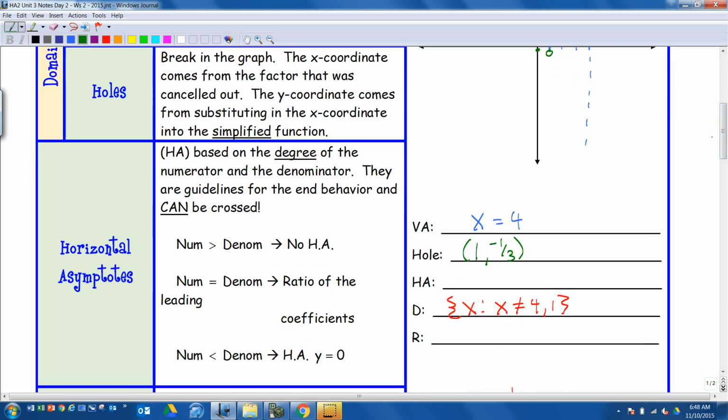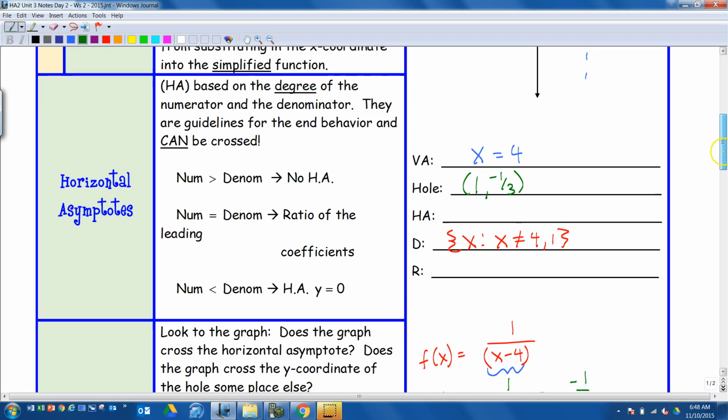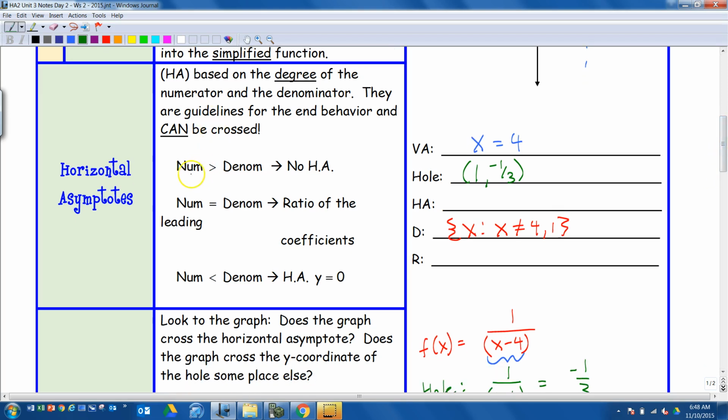The horizontal asymptote is based on the degree of the numerator and the denominator. So how many x's on top versus bottom in terms of power. They're guidelines for the end behavior that we talked about in the last couple of units. They can be crossed in your graph itself. It's just when you're going off to the ends, it's what it's approaching. So here are the 3 rules. If the top has more than the denominator, so if you have something that looks like this, a higher power, there is no horizontal asymptote.